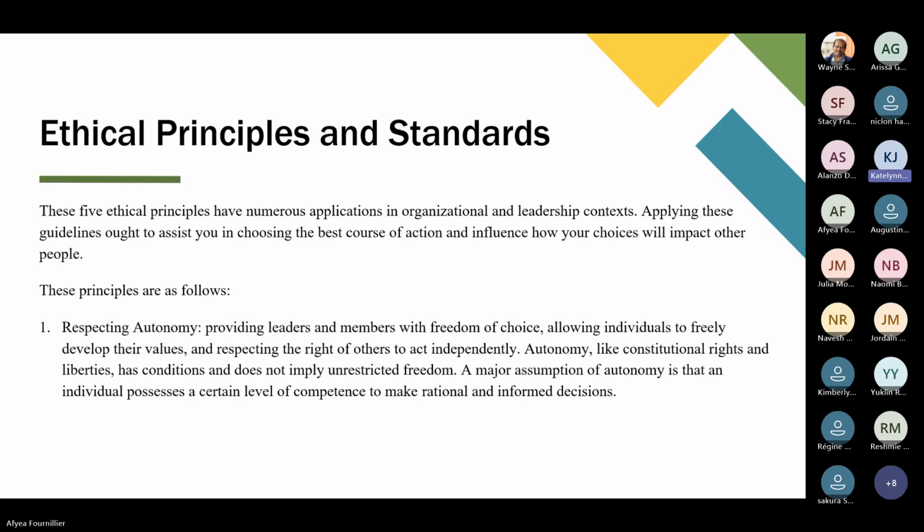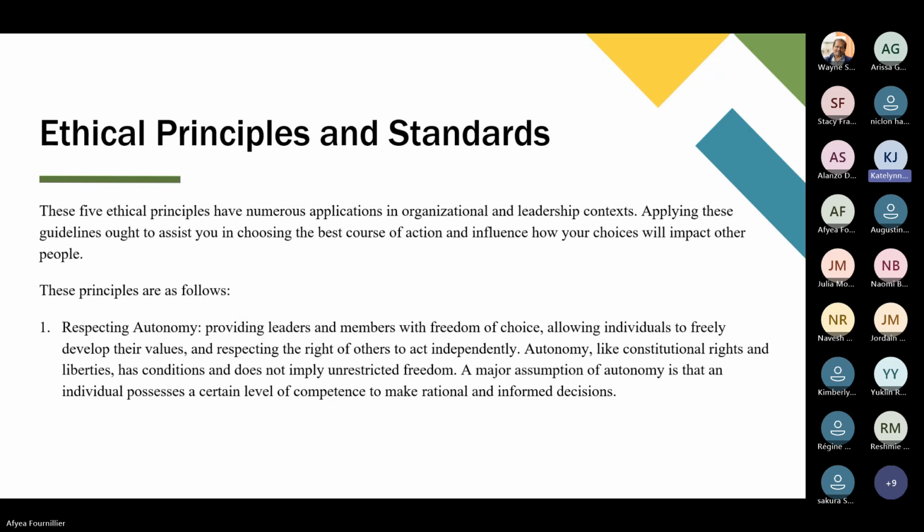These five ethical principles have numerous applications in organizational and leadership contexts. Applying these guidelines assists you in choosing the best course of action and understanding how your choices will impact other people. So these principles are as follows.